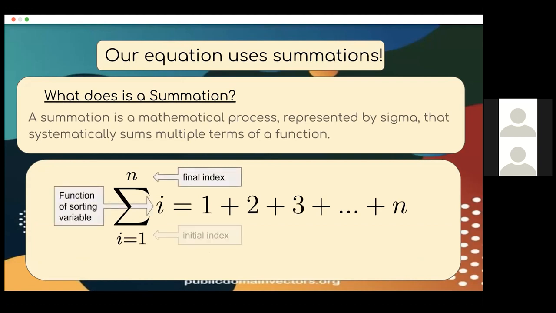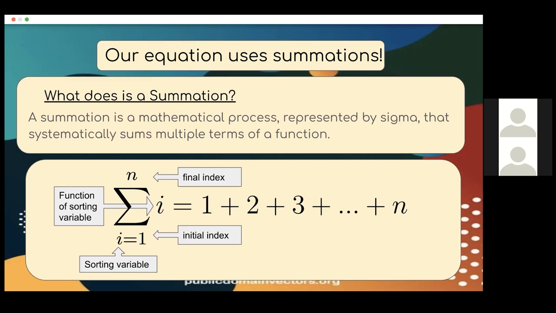A summation is a mathematical process represented by sigma, which looks like an E, and it systematically sums multiple terms of a function. There are really just 4 parts to a summation. First of all, there's the sorting variable, which is seen here, and the function. It's just like a variable that tells you which numbers you're going to add.